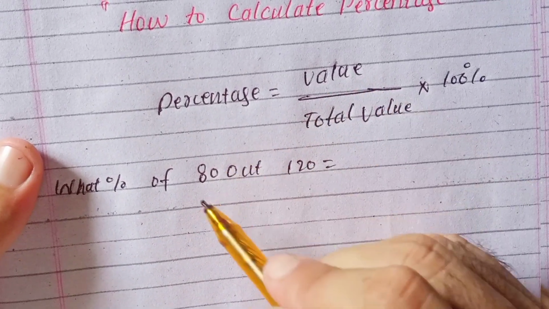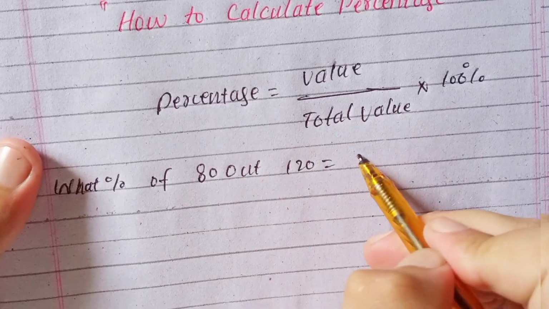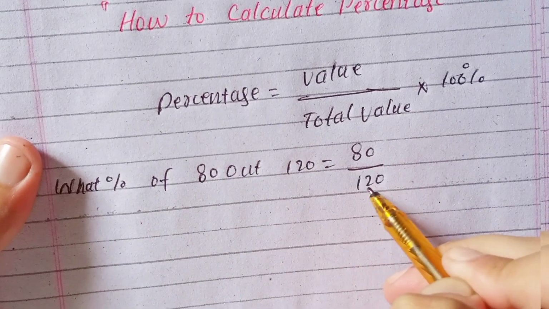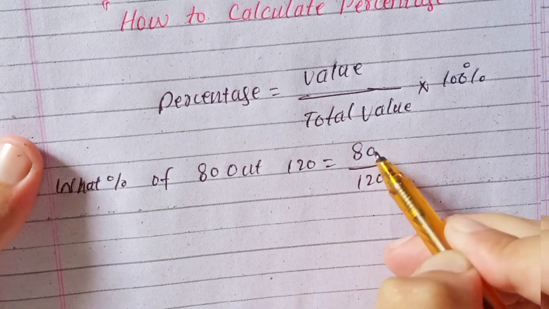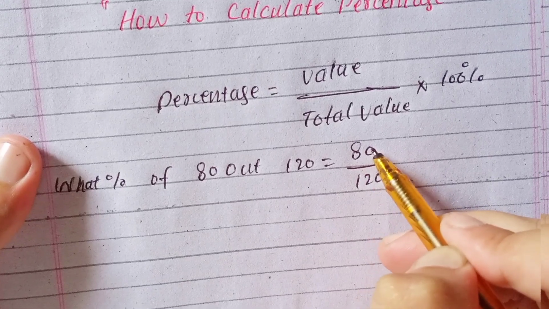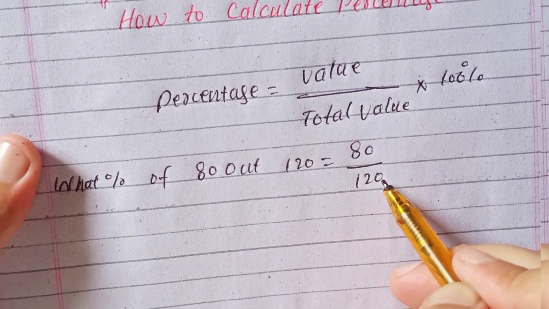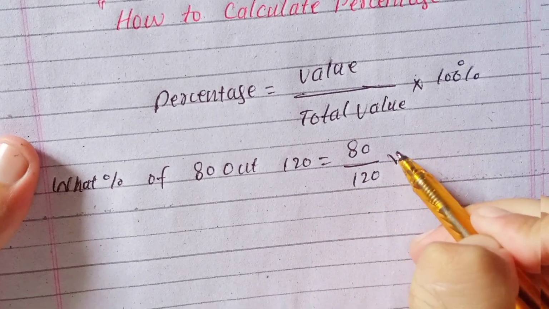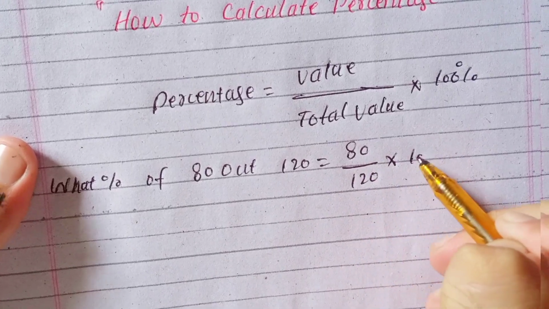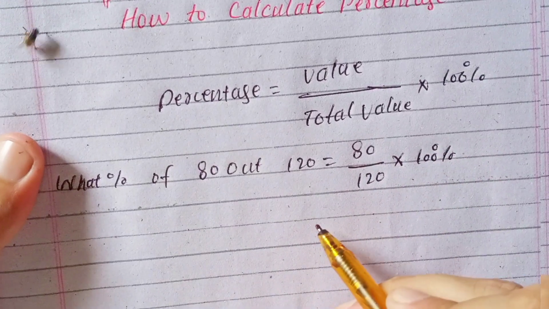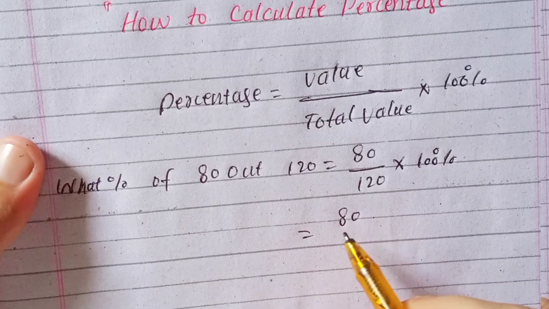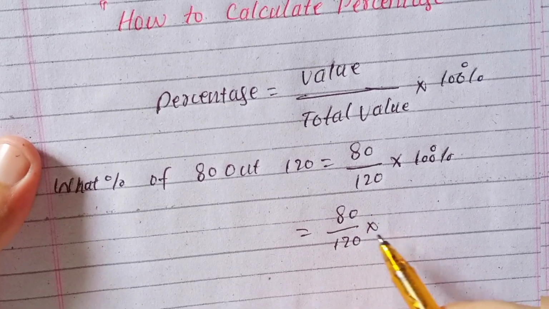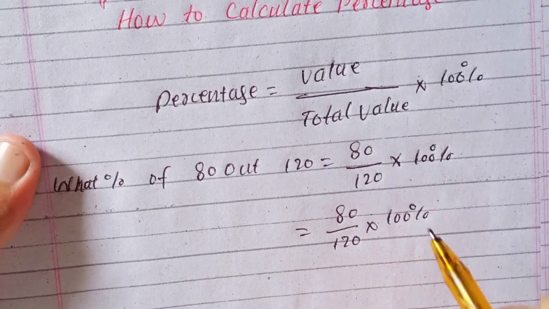So the value for which we have to find the percentage is 80. We will divide 80 by 120 because the value for which we have to find the percentage is 80 and the total value is 120. And we have to multiply this fraction by 100% to get the percentage. So 80 divided by 120 multiplied by 100%.